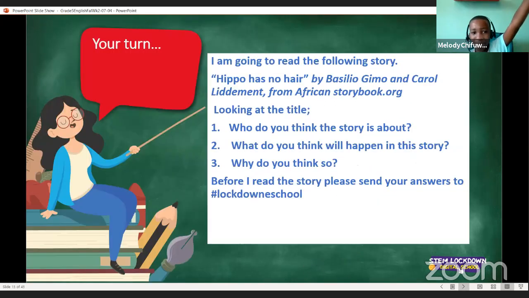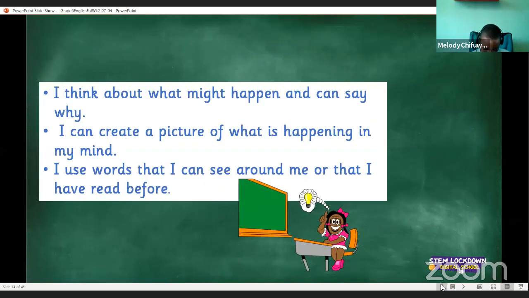Ma'am, what's written by, I think about what might happen, and then it's written why over here. Why? Okay, so I think about what might happen and can say why. So you think about what if I read you a story and I don't read the end. You think what's going to happen, and then you say why you think that. So you might be looking at the picture, and the picture might give you an idea of what might be happening.